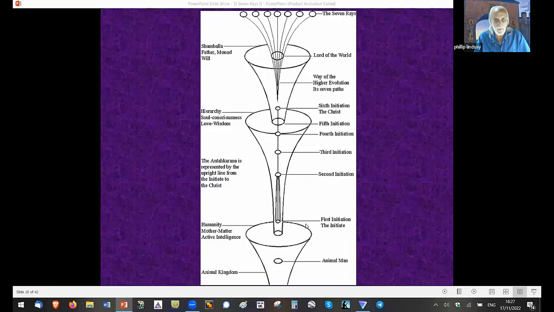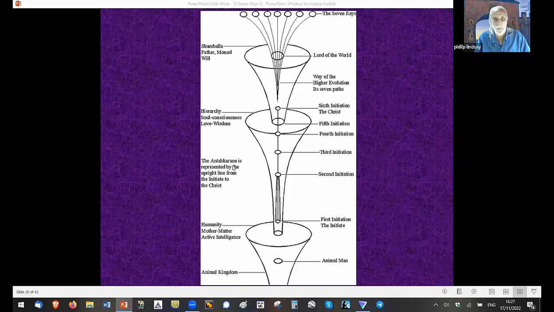So here we have a somewhat detailed diagram from Esoteric Astrology by Alice Bailey. And I'm going to go through and describe what it means. You can see these funnels that are funneling energy from the higher to the lower. And so these 7 circles at the top represent the 7 rays. And they pour through the 3 major planetary centers, Shambhala, hierarchy, and humanity.